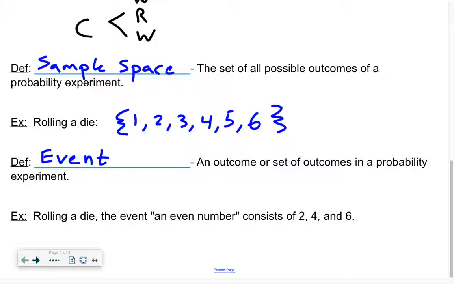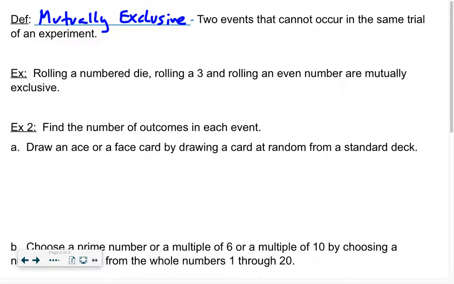An outcome or a set of outcomes in a probability experiment, that is called the event. An example of this is rolling a die, and the event is getting an even number, which would be 2, 4, 6. So we could specify exactly what we want, not just the ordinary number, but maybe we want an even number or maybe an odd number, and that is specifying the event that we can get from it. One more, then we'll get into some more examples.